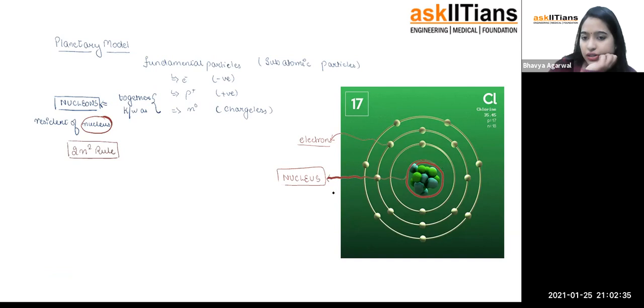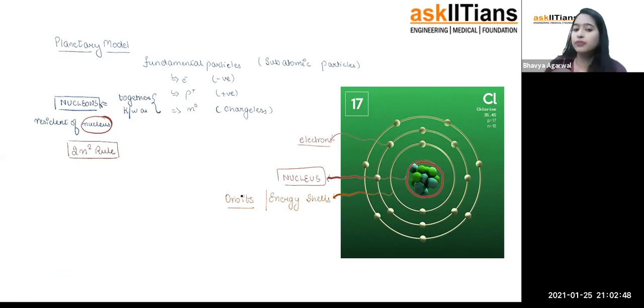These rings are basically your energy shells or orbits. Now, these energy shells or orbits have some names. The first energy shell is known as the K shell. The second energy shell is known as the L shell. The third one is known as the M shell, and so on.